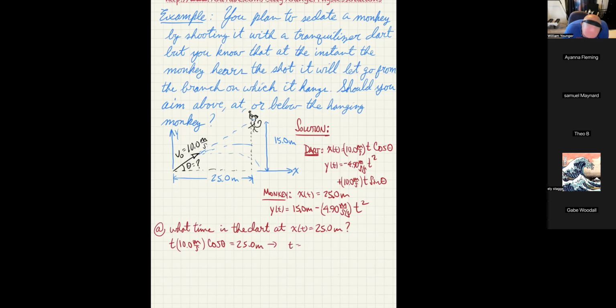That means t is equal to 25.0 meters over 10.0 meters per second times, in this case, a cosine in the bottom. So 25 divided by 10 is going to give 2.50 seconds divided by cosine theta. And that's going to be the time at which it hits the monkey. So I'll just call this T25. And it specifically means the time at which the dart is 25 meters to the right of where it was. Anybody have any questions on this part?